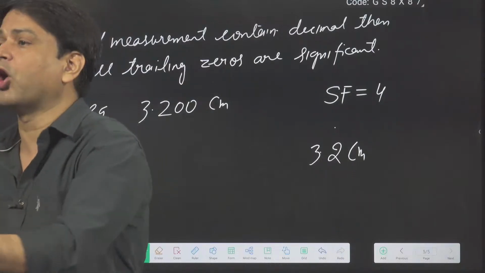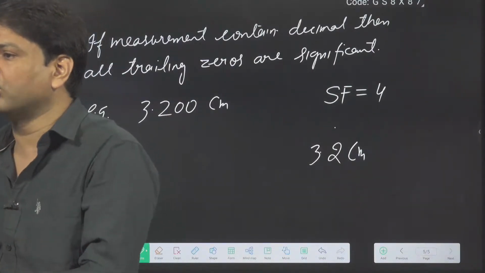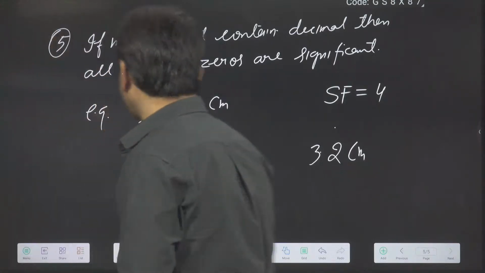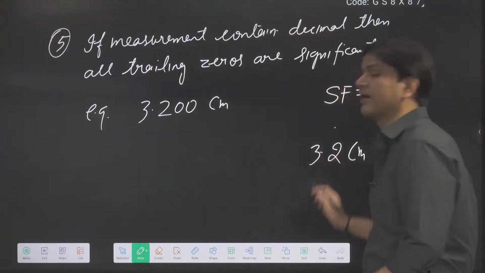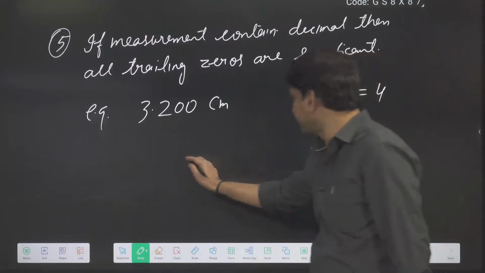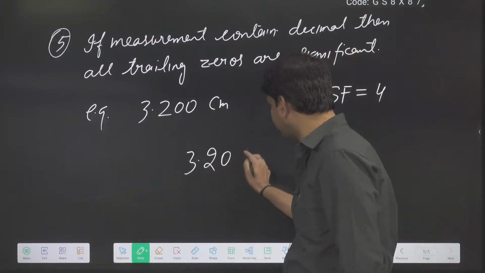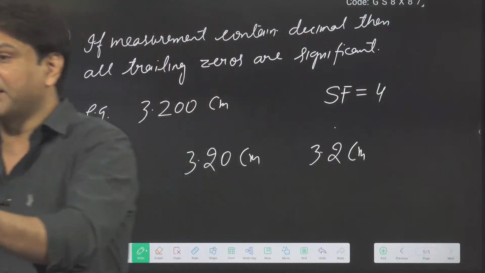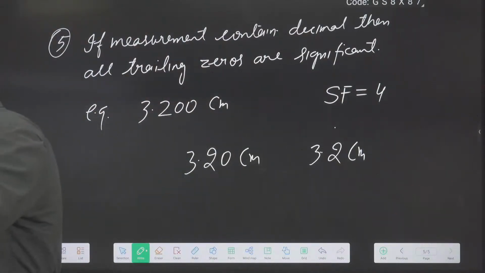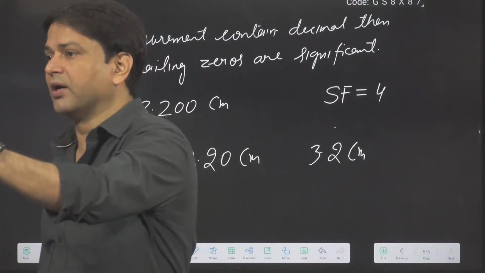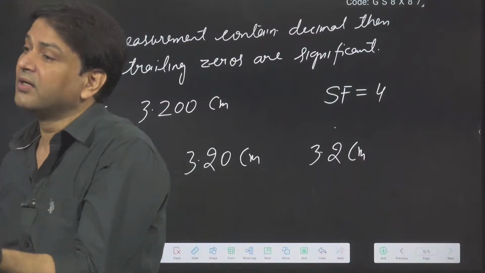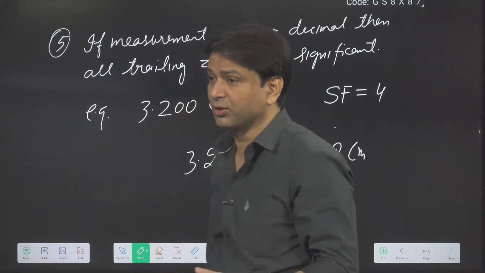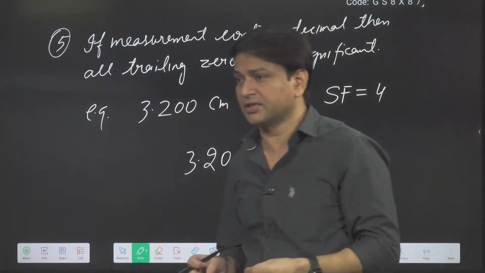Okay, I have used the normal meter scale whose least count is 1 millimeter or 0.1 centimeter. Then you will recognize that I used the normal meter scale. Suppose the same data I am sending like this, 3.20 centimeter, the value is the same, but I am writing 3.20 centimeter. It means this measurement I found by using the vernier calipers, because vernier calipers can measure up to decimal 2 places. Okay, so this zero has a meaning.